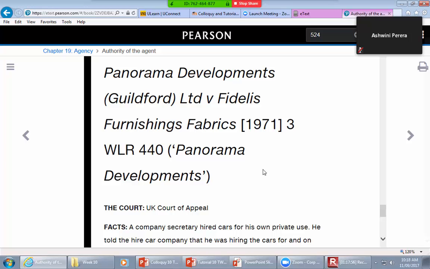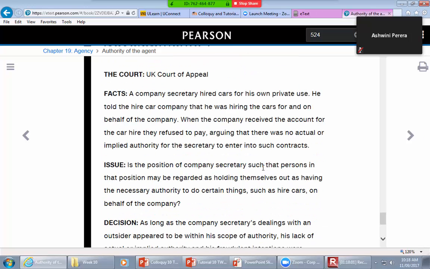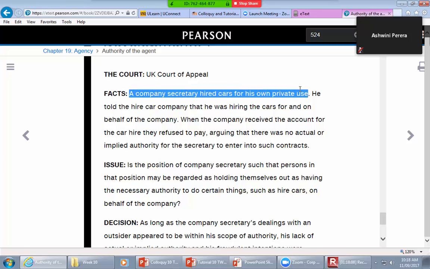Okay, let's look at another one, which is Panorama Developments and Fidelis Furnishing Fabrics. Panorama Developments from 1971 from the United Kingdom. A company secretary, okay, not a clerk, a secretary, hired cars for his own private use. So to hire the cars, you will need a contract. Who's going to pay for it? He told the hire car company that he was hiring the cars for and on behalf of the company. On behalf meaning that he's trying to tell them, I'm an agent. I have the authority. When the company received the account for the car hire, they refused to pay.